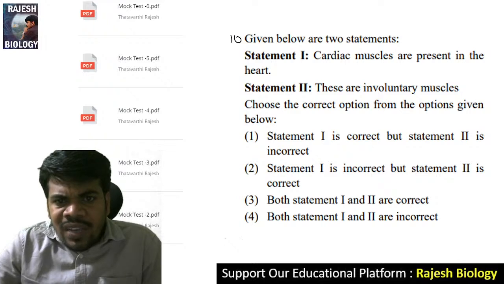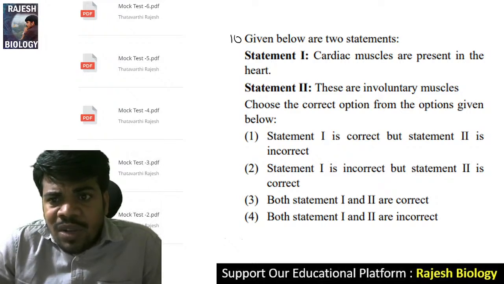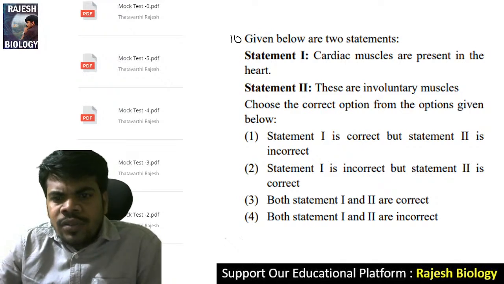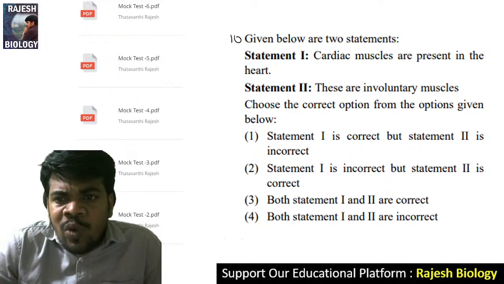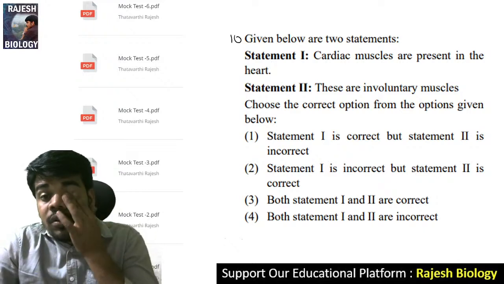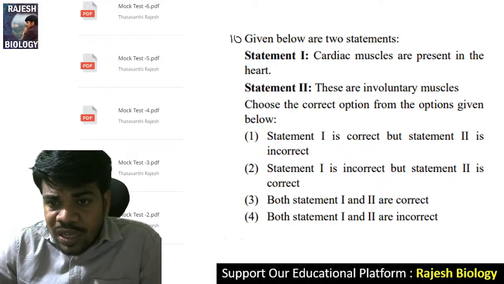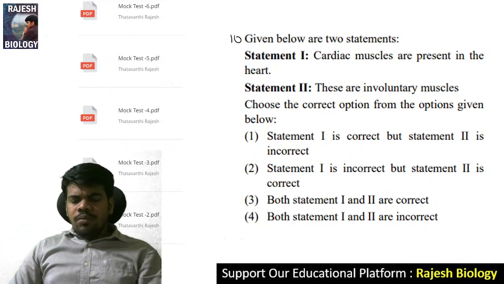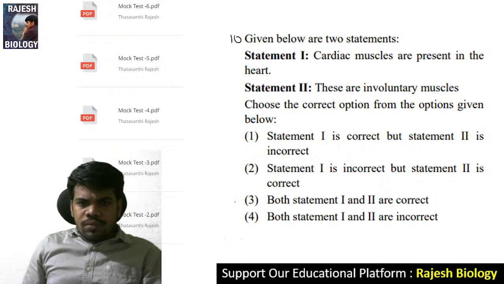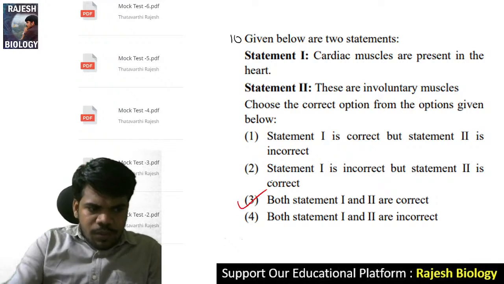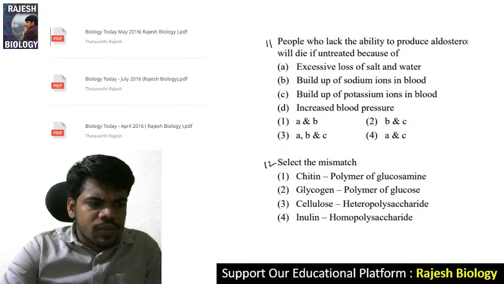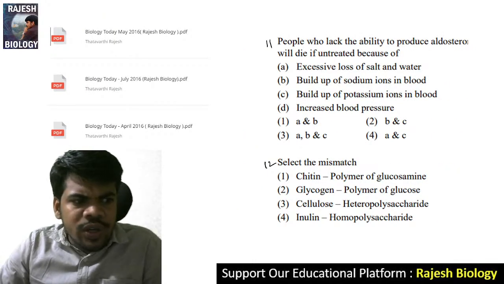Tenth question, given statement 1. Cardiac muscles are present in the heart. That is statement 1. Perfect. Right. These are involuntary muscles. Correct. Choose the correct option from the given options. Both are correct. Yes, Vijayalakshmi. Right.